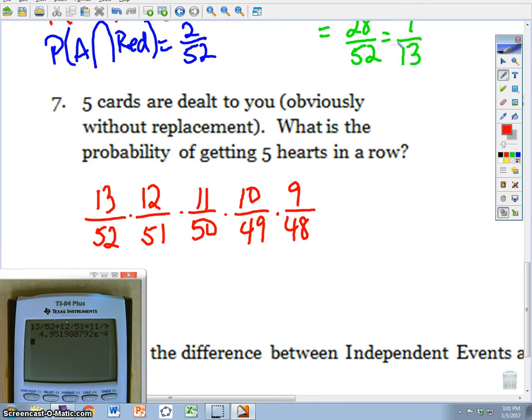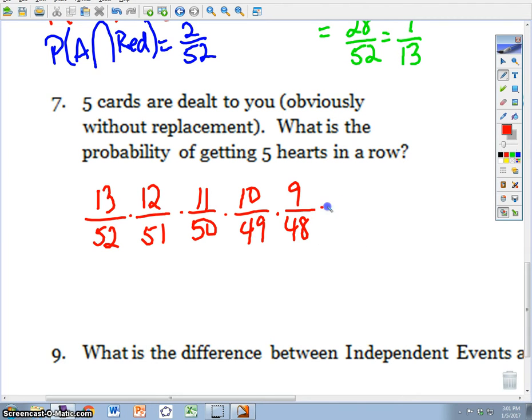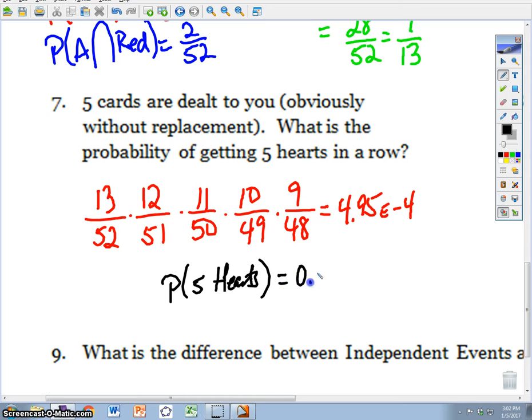And notice here, you see that I did the calculation, and we do get scientific notation. So we get 4.95 E negative 4. So what that really means, the probability of 5 hearts dealt to you in succession is 0.000495.